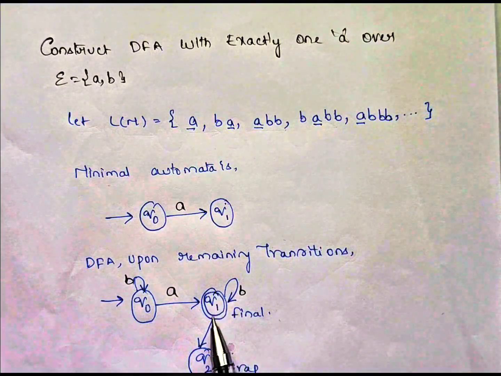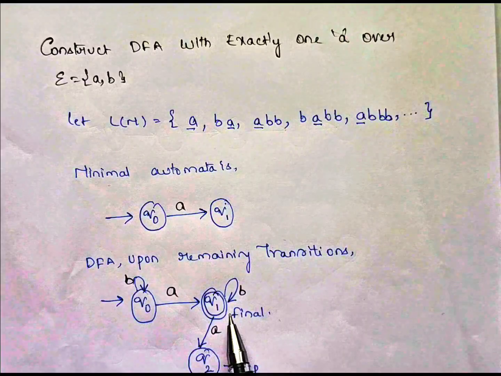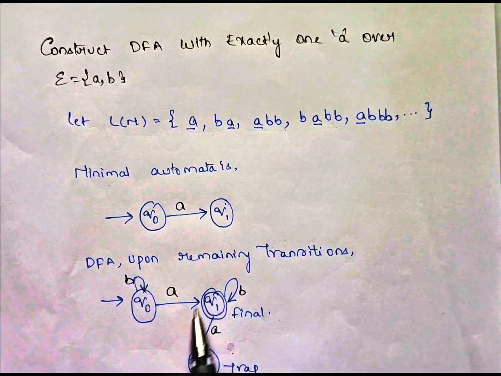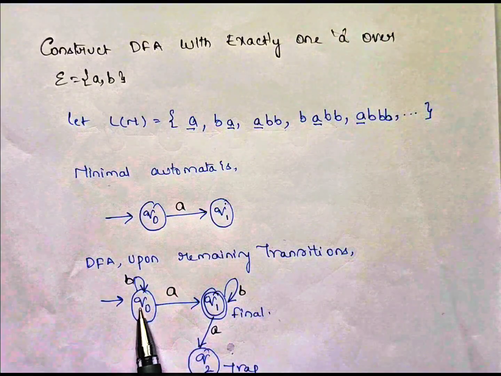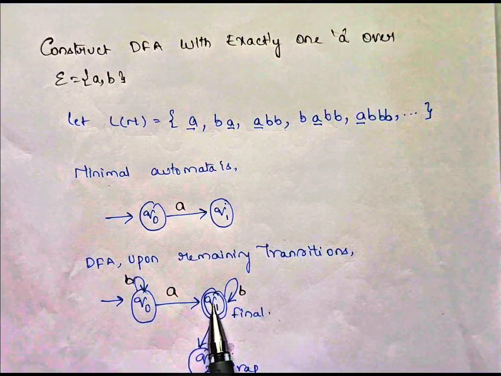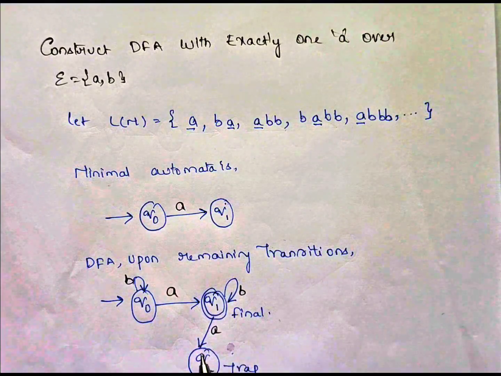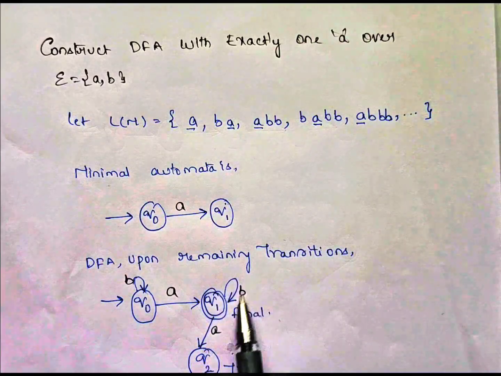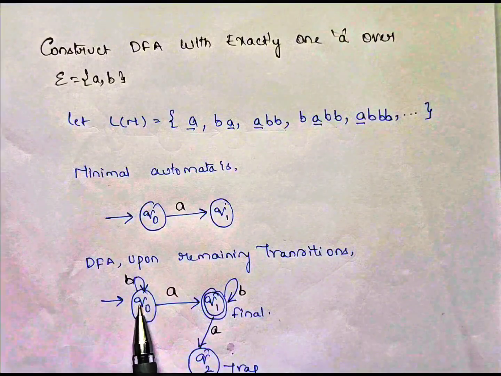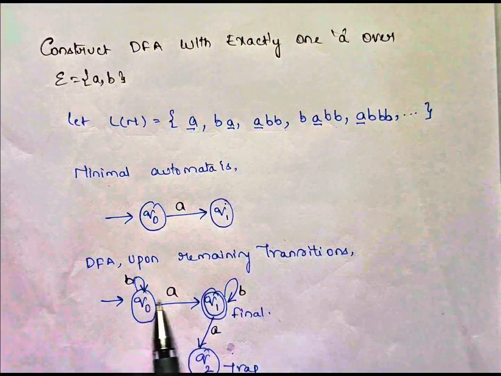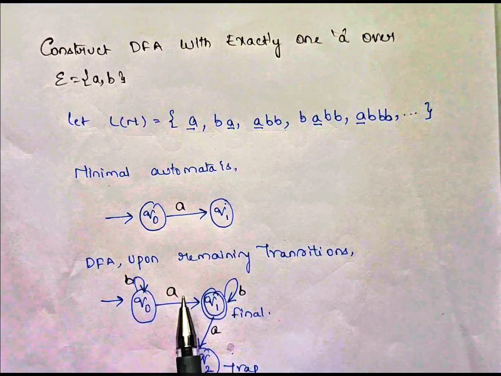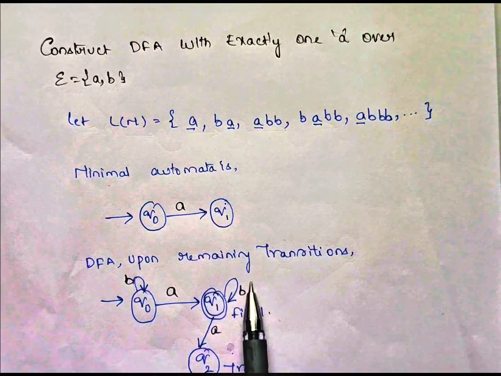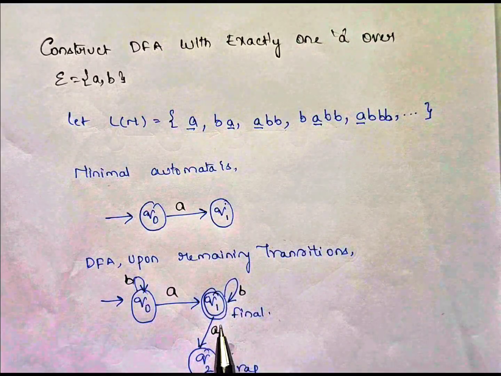Similarly, for Q1, we have to generate both A and B transitions. Q1 on A cannot be connected anywhere in this particular automata, because the DFA should process a single A, so Q1 on one more A should be connected to the trap. Similarly, Q1 on B can be connected to the same state, because the DFA is accepting the language of a single A. Before this A or after this A, we can have any number of B's. So Q1 on B can be directly connected to the same state.